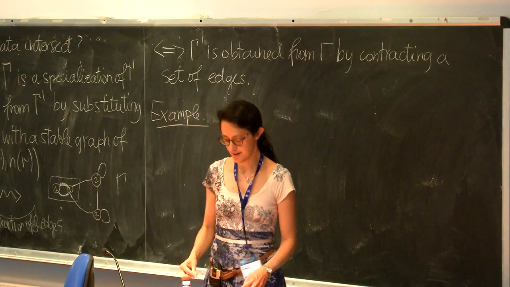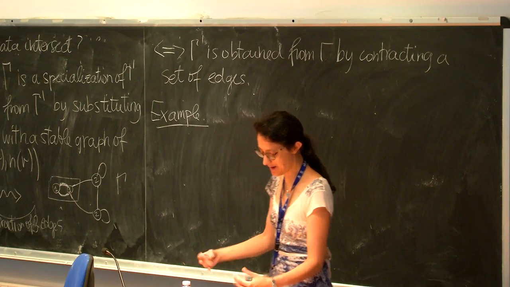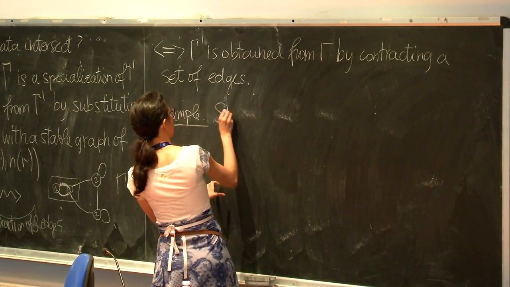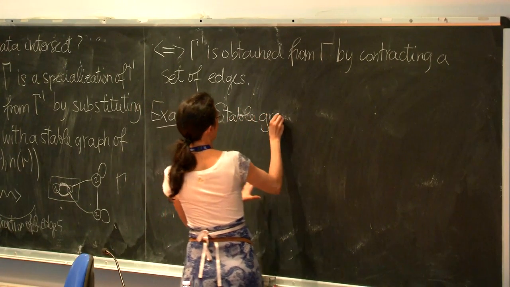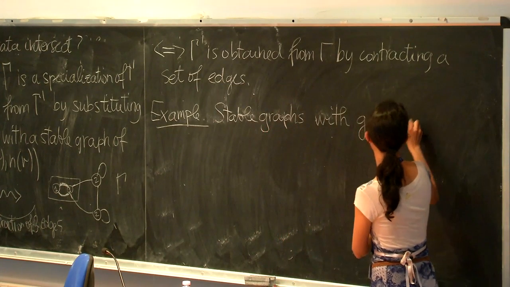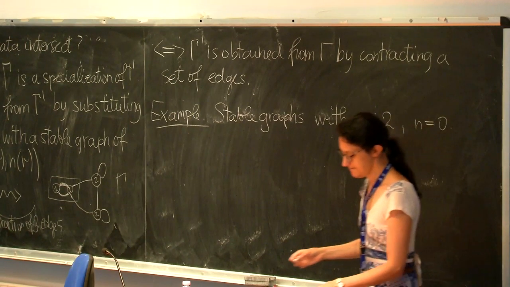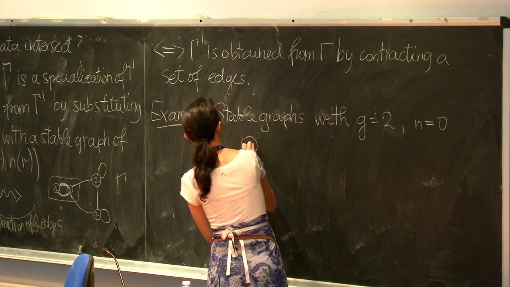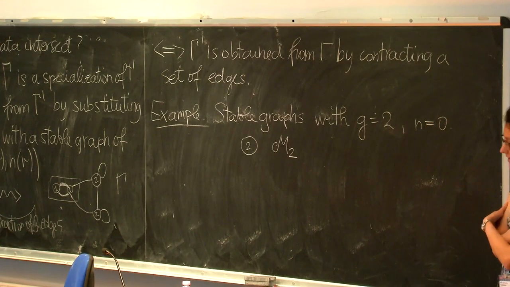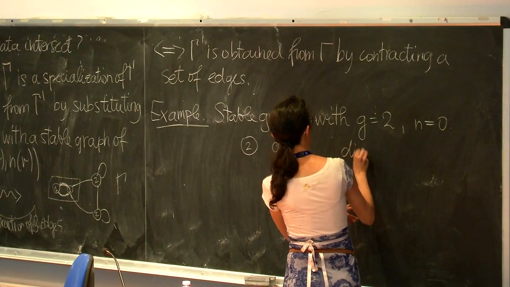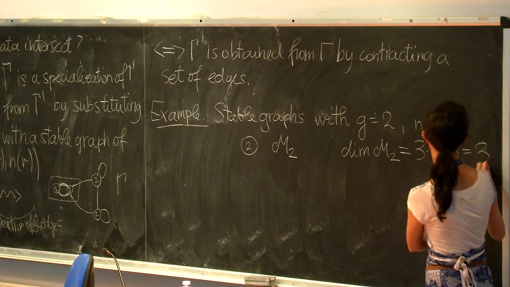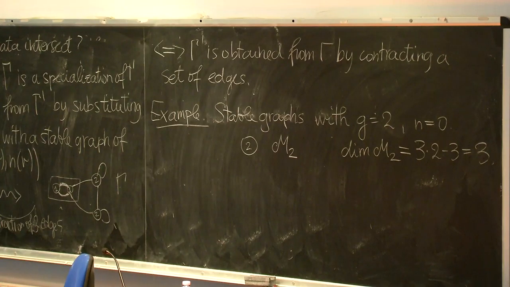So as an application, let's classify all possible stable graphs of a given type, and let us determine their specialization. So I want to do this in the case of genus 2 and no marked points. So the idea is that there are things we always have. Something we always have is the general stratum, of course. And then the dimension of M2, well, this is 3 times 2 minus 3, so this is equal to 3. So this means that we have room for up to 3 nodes.